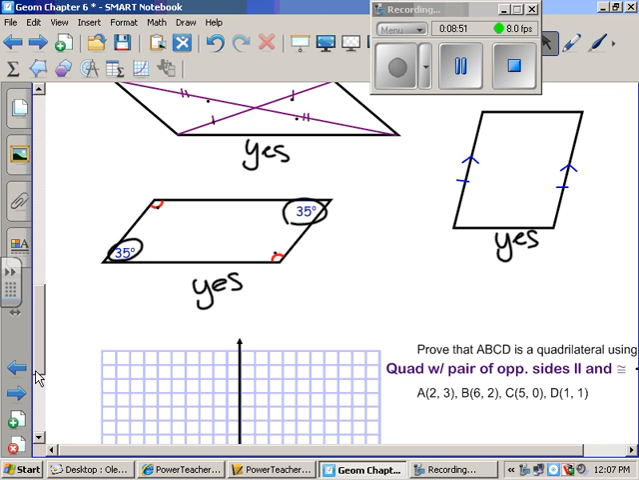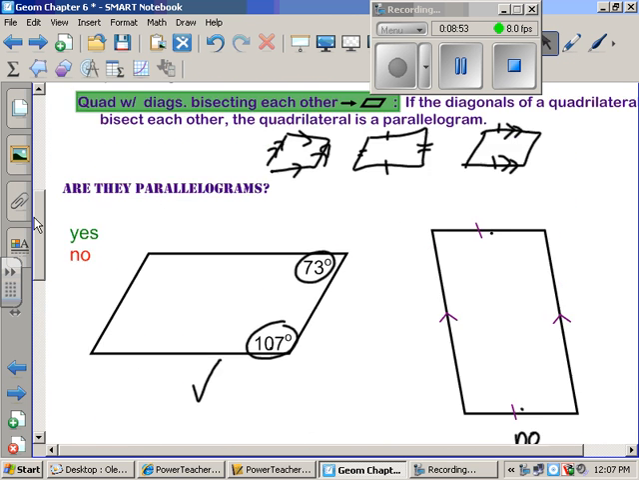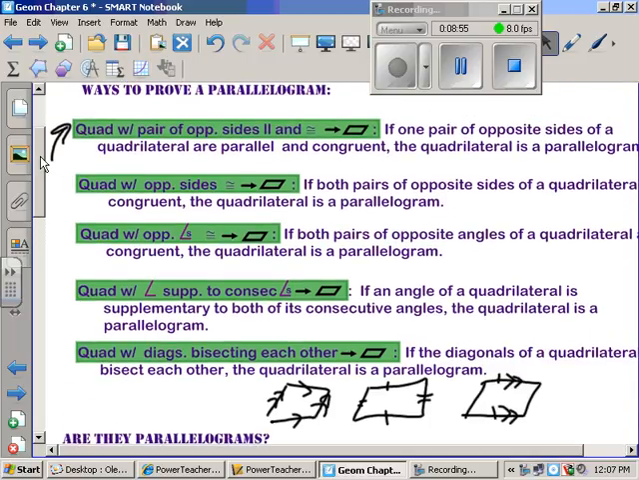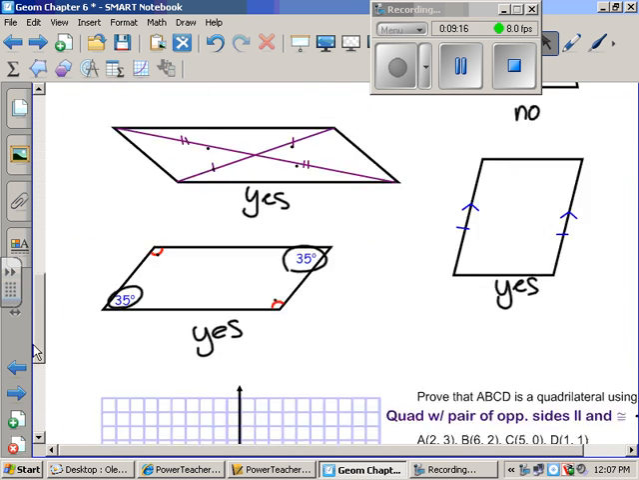All right, so again, we said this yesterday, it's so important to know these characteristics. They have supplementary consecutive angles, and the diagonals bisect each other. Opposite angles are congruent, opposite sides are congruent. And if one set of sides is parallel and congruent, we're going to add that to say that it's a parallelogram.